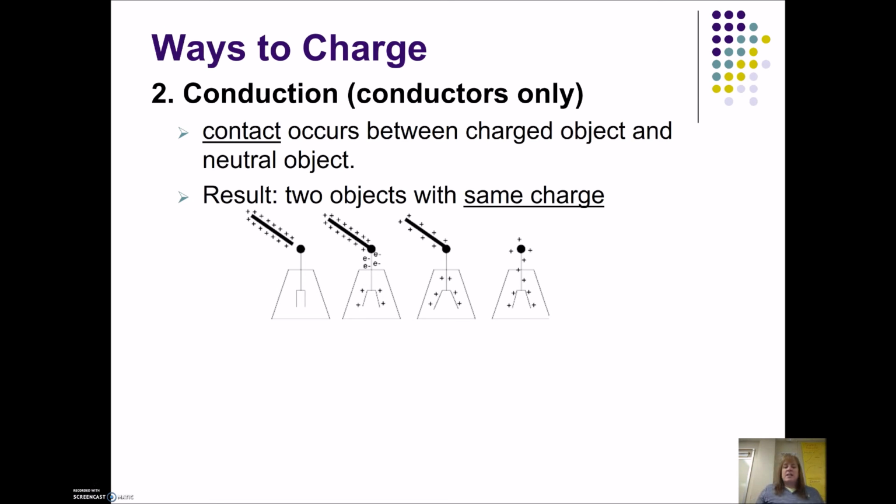So here, in this case, this is a positively charged rod. I had a negatively charged rod. And in this case, what happens is the electrons get pulled up towards that positively charged rod, and they neutralize some of that positive charge. Not all of it. They can't do that. What happens is the charge flows until they end up with the same amount of charge. So when I charge by conduction, there's contact, and the objects end up with the same amount of charge.